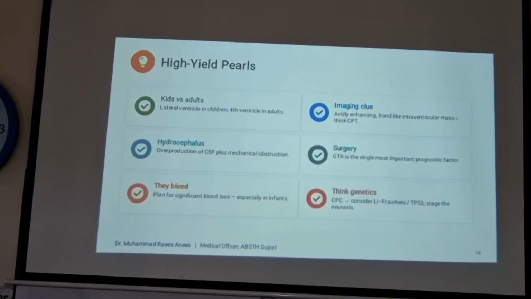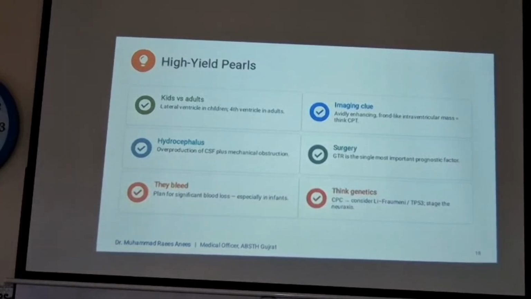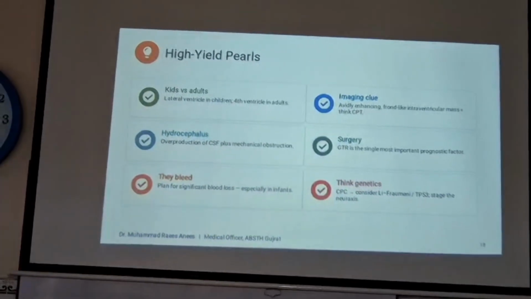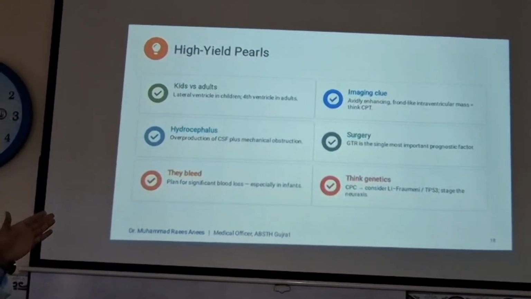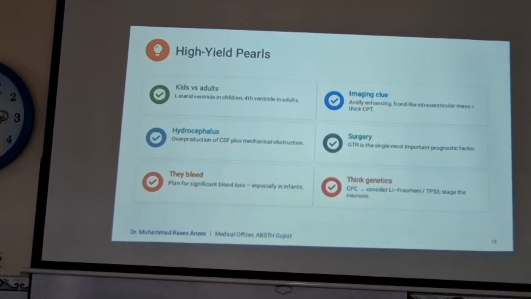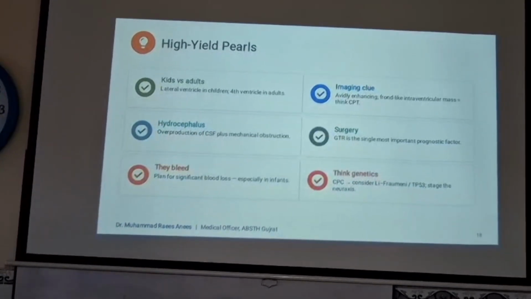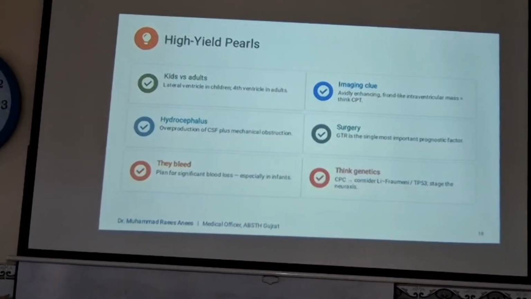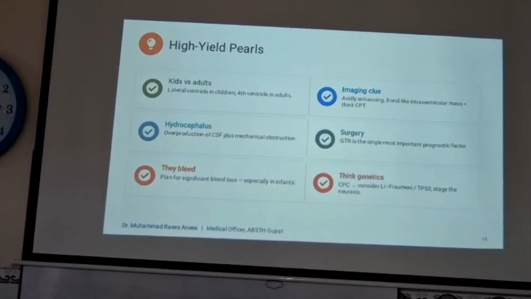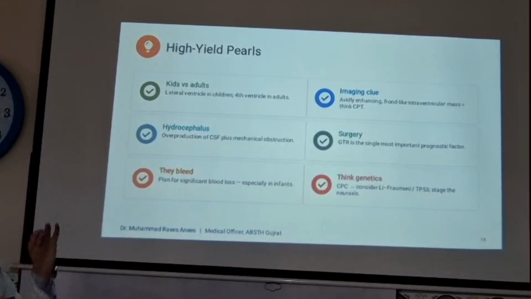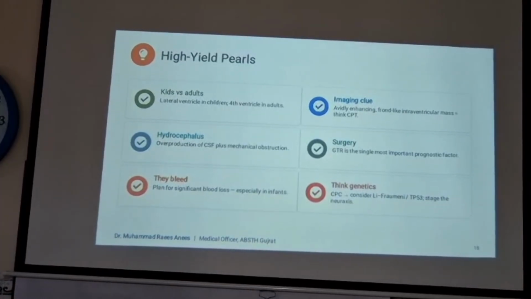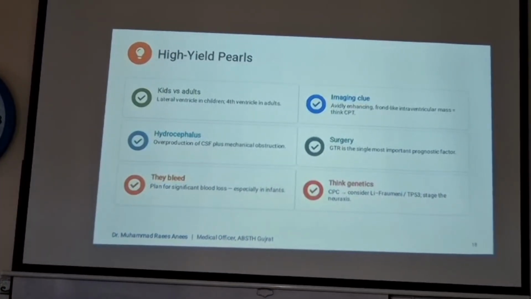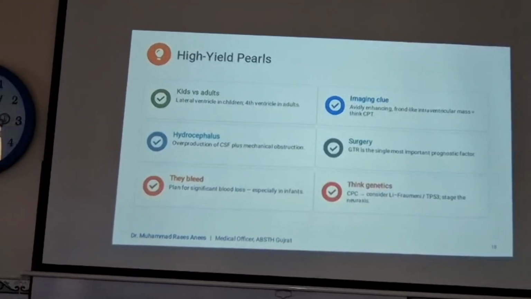And on surgery, the maximum gross total resection is the most important prognostic factor. And think genetics. If choroid plexus carcinoma, consider Li-Fraumeni and P53, and stage the neuraxis. Always scan the neuraxis in the case of ependymoma, choroid plexus tumors and medulloblastoma, because there is a higher chance in these tumors of drop metastases in the spine as well.